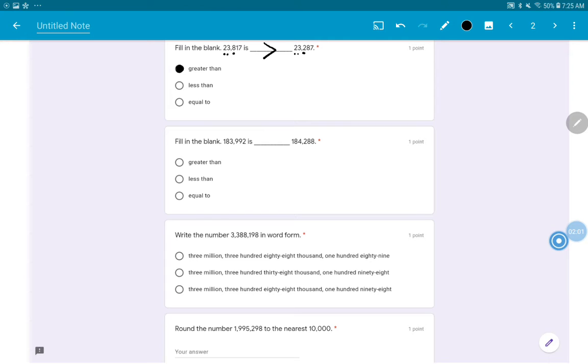Next, we're comparing 183,992 and 184,288. Once again, I'm starting with my largest place value. I have 100,000 and 100,000, 8 10,000s, 8 10,000s, 3,000s, and 4,000s. 3,000s is smaller, so the correct answer is less than. 183,992 is less than 184,288.